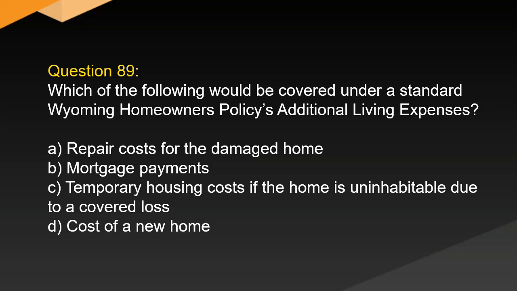Question 89. Which of the following would be covered under a standard Wyoming homeowner's policy's additional living expenses? A. Repair costs for the damaged home. B. Mortgage payments. C. Temporary housing costs if the home is uninhabitable due to a covered loss. D. Cost of a new home.